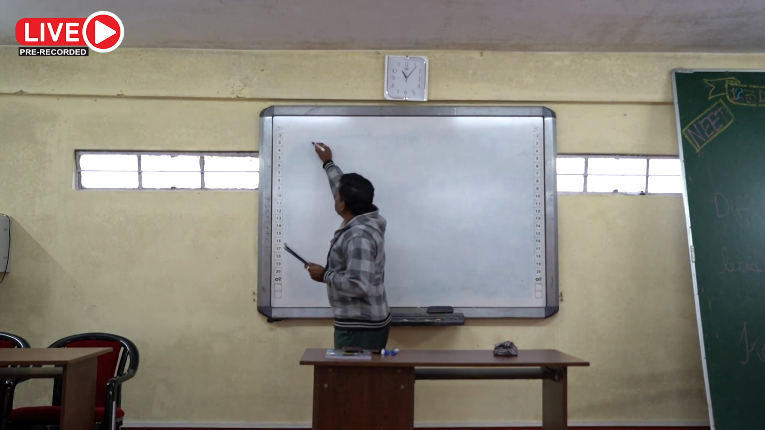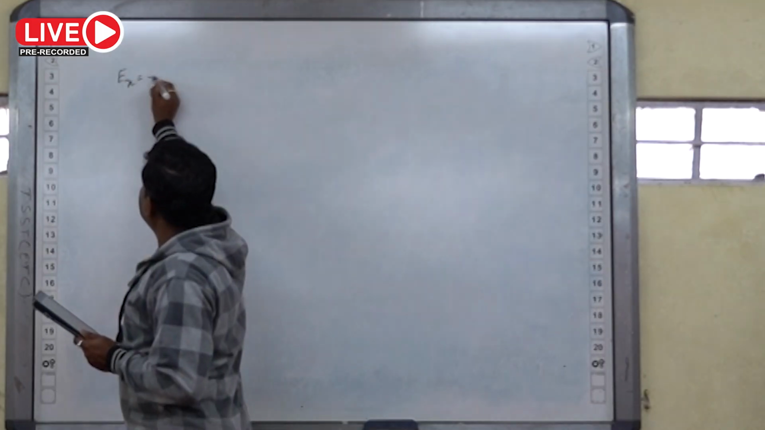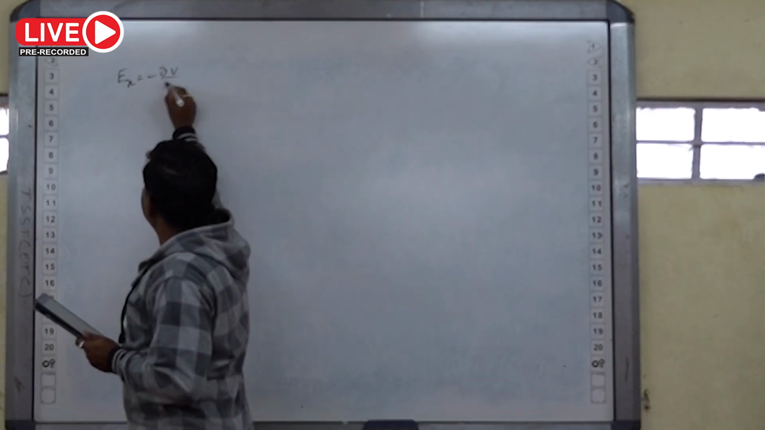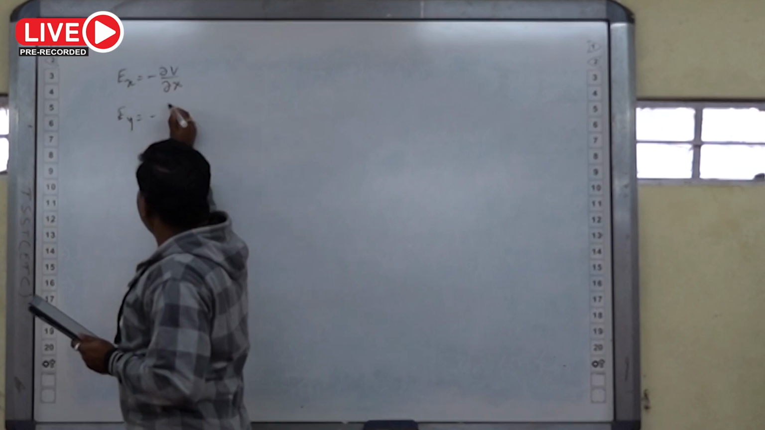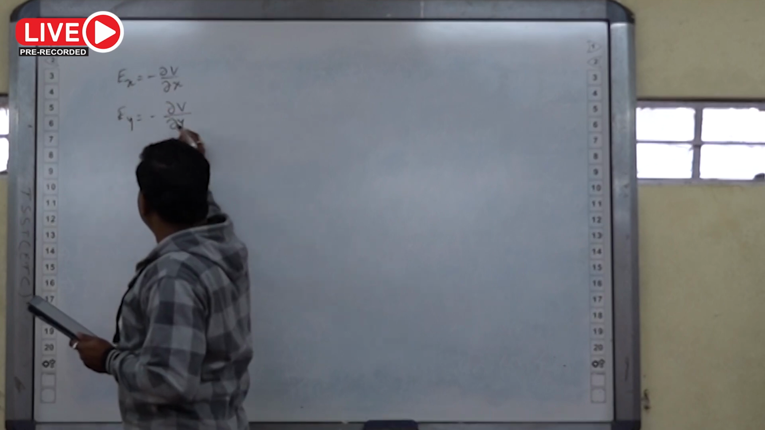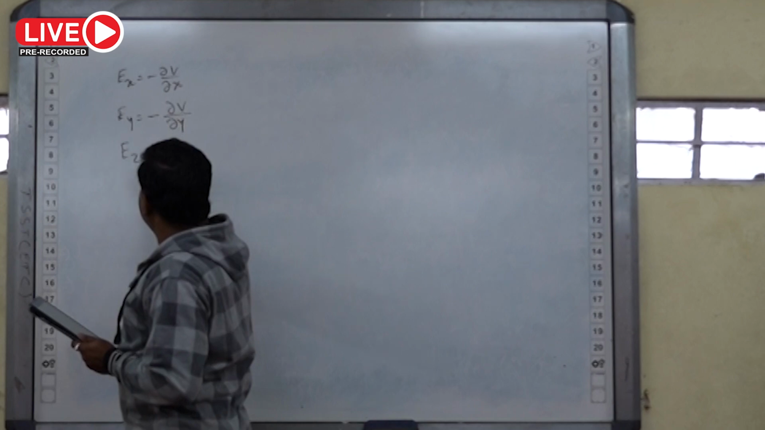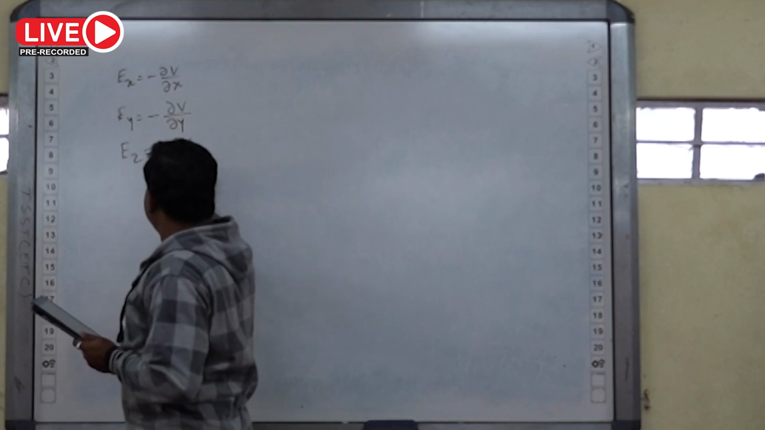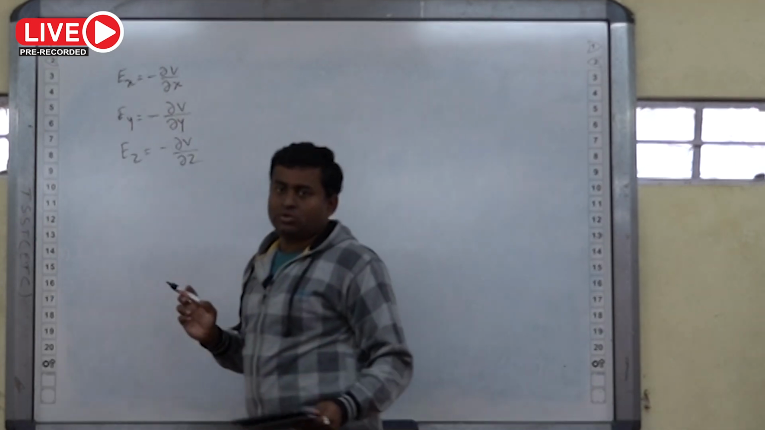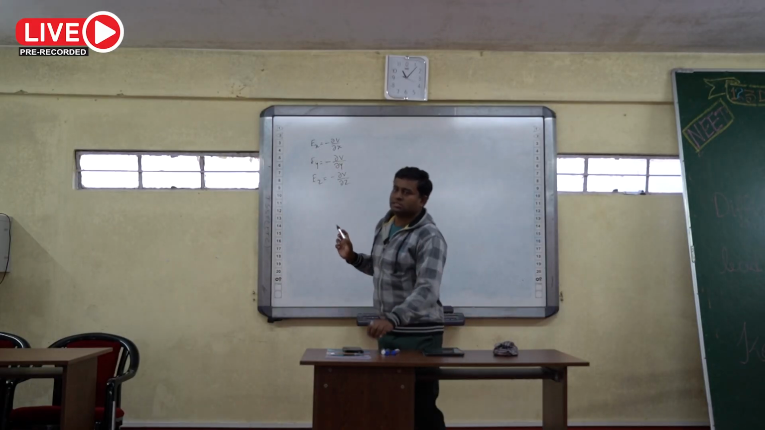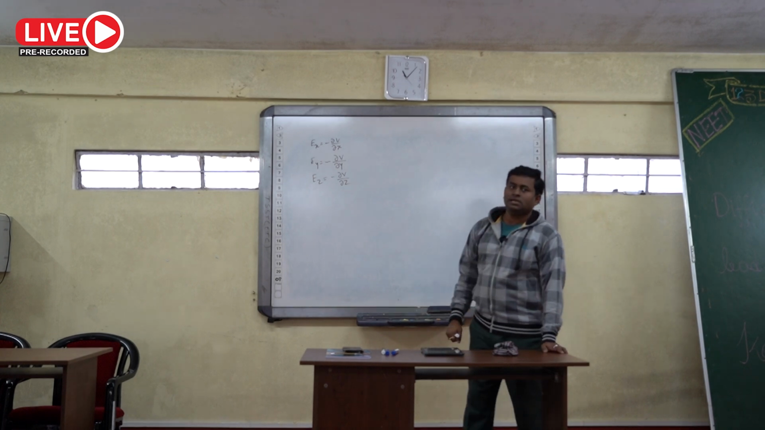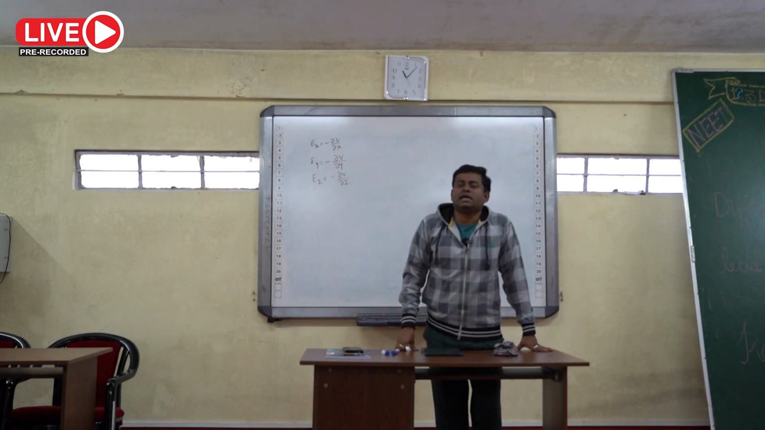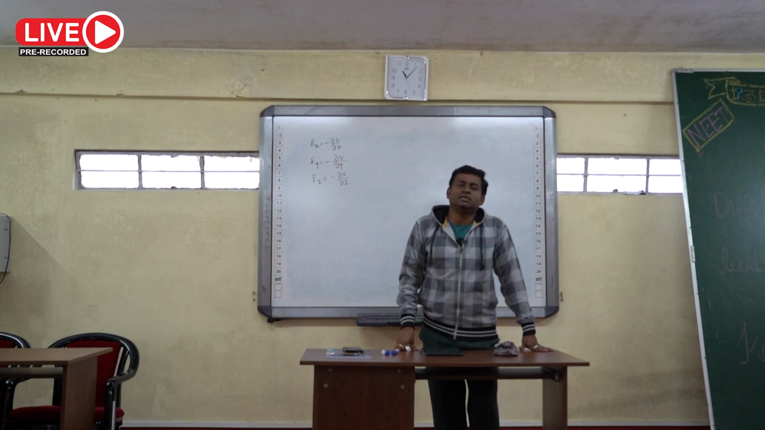That is Ex. This is equal to minus del V del x. Similarly Ey is minus del V del y, and Ez is minus del V del z. So you have to calculate the three components first using partial derivatives of V, and then electric field vector equals Ex i cap plus Ey j cap plus Ez k cap.